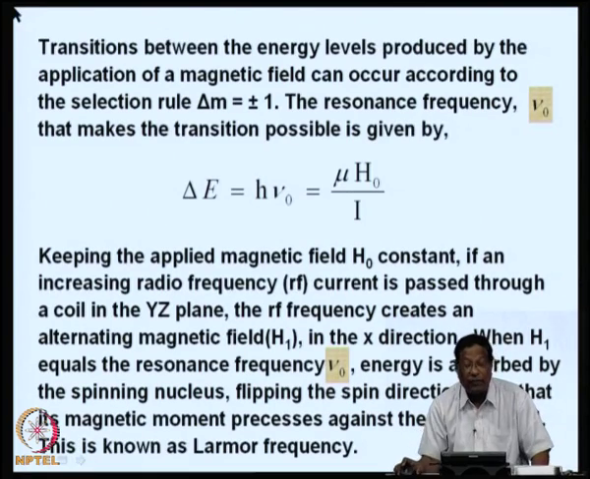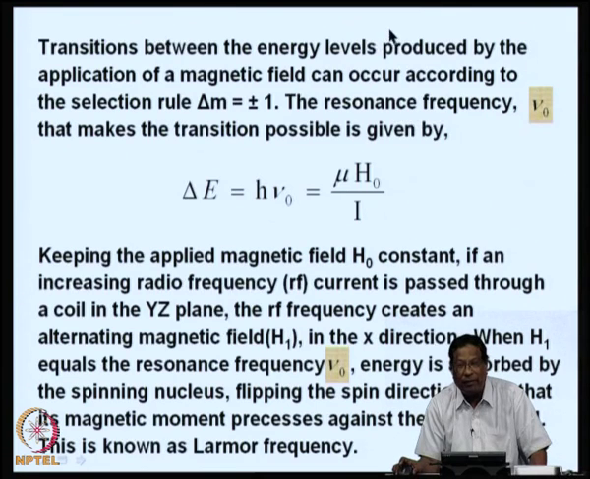So, the transitions between the energy levels produced by the application of the magnetic field can occur according to the selection rule that Δm should change only by whole numbers, that is plus or minus 1. The resonance frequency corresponding to this makes the transitions possible, and it is given by ΔE equal to hν0, which is also equal to μH0 upon I.